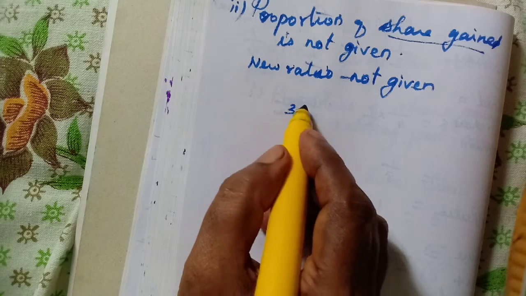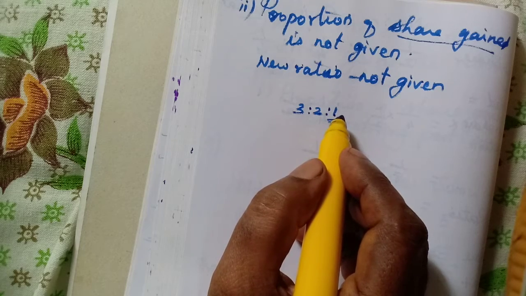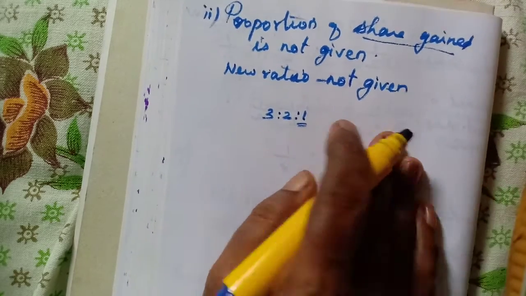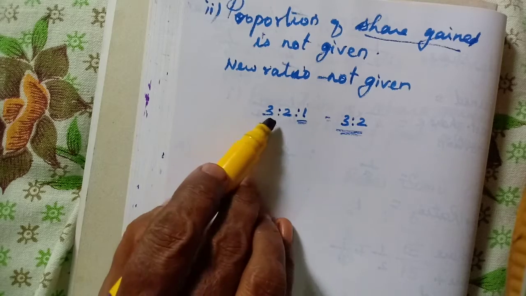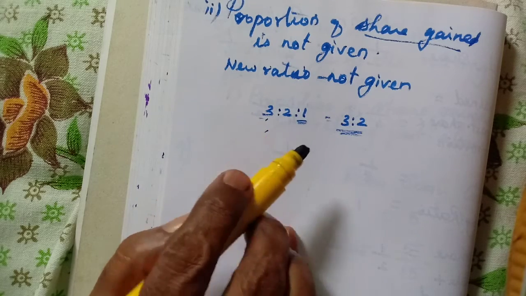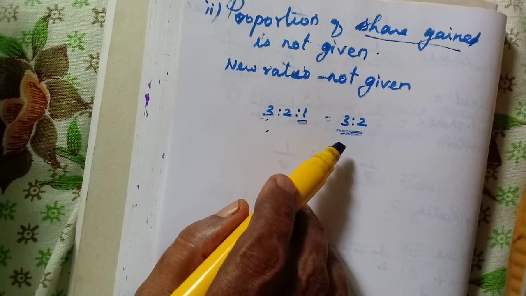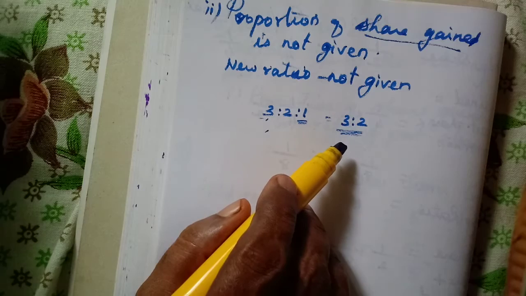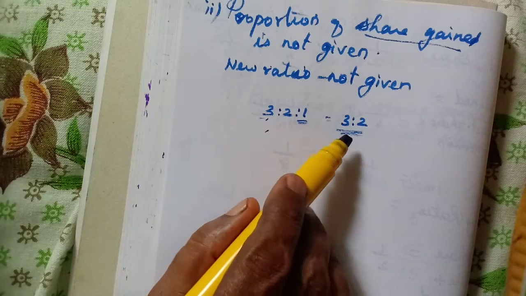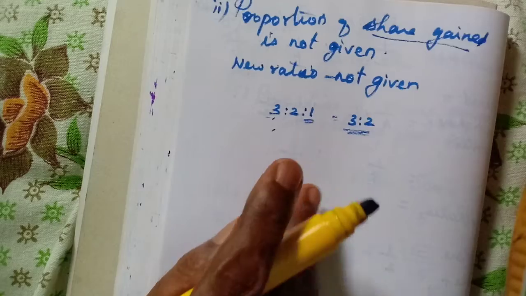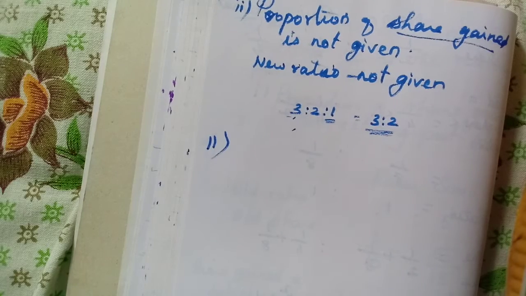If they share 3 is to 2 is to 1 as the old ratio, and the 1 is retiring, what will be the new ratio? 3 is to 2, that is 3 by 5, 2 by 5. What is the old ratio? 3 by 6, 2 by 6, 1 by 6. We just have to leave the retiring partner. They will share in the old share only. Assume that the old share will be the new share. That means 3 is to 2. It's very easy. We will see the next exercise.